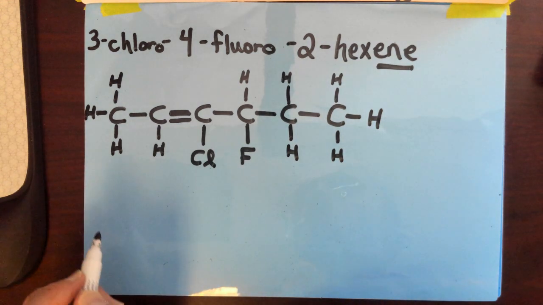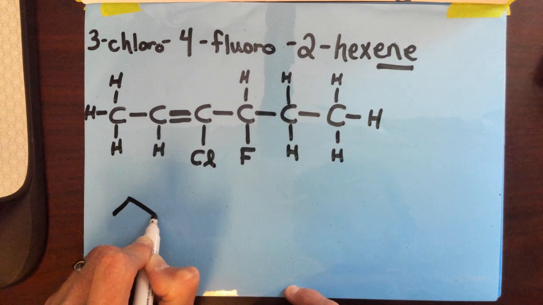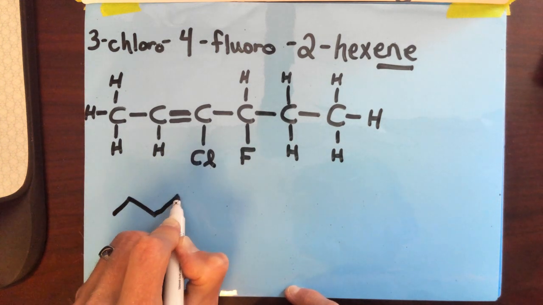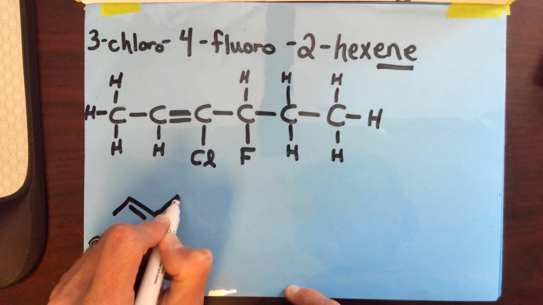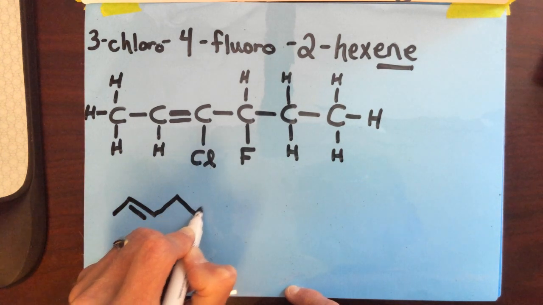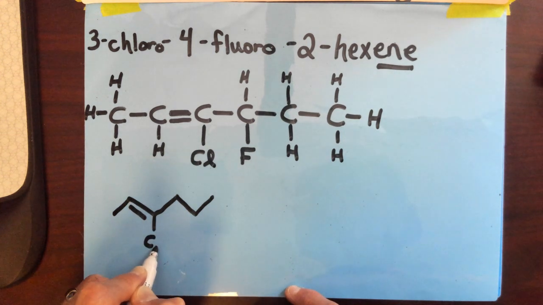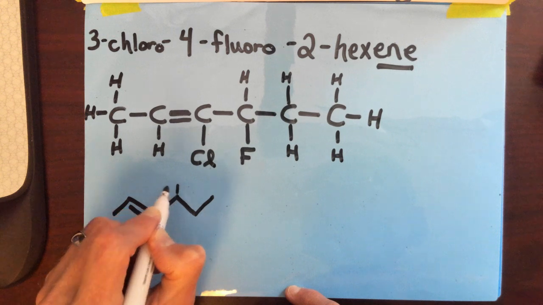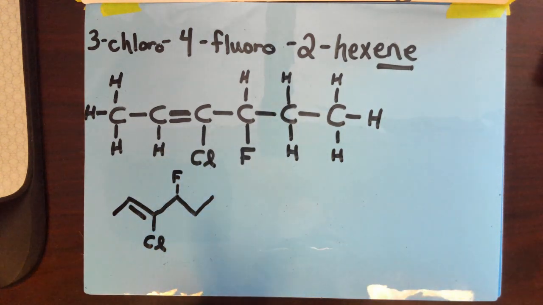And if we want to do it as a line angle, it would look like this. Okay, there's that double bond. Okay, 1, 2, 3. Let's go and put our chloro there. 4, we'll put our fluoro there. 5, 6. Okay.